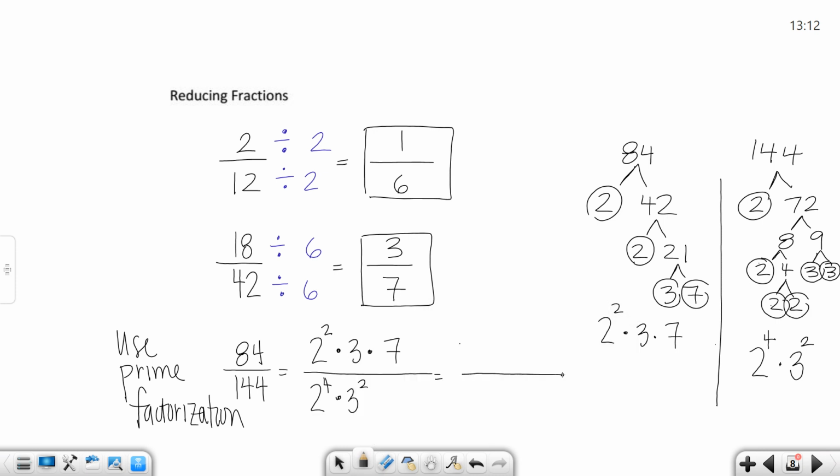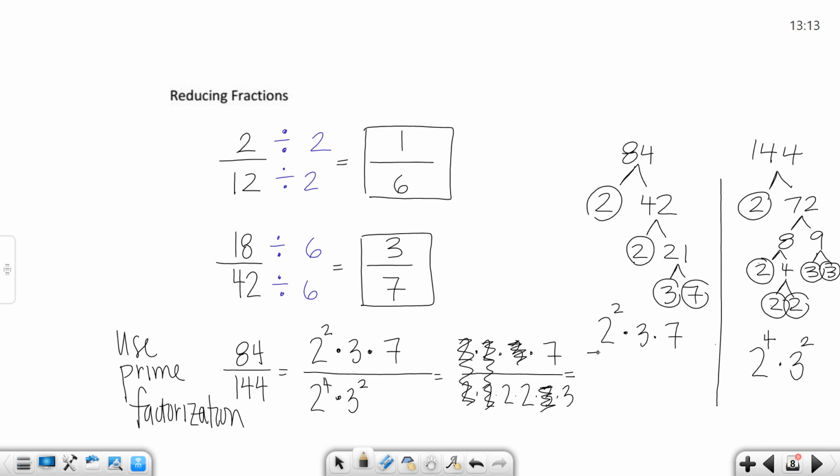So on the top, if you wrote those out, you have 2 times 2 times 3 times 7. And on the bottom, you have 2 times 2 times 2 times 2 times 3 times 3. That's going to be the easiest way for me to explain it. So these 2's cross out because there's one in the top and one in the bottom. And these 2's cross out because there's one in the top and one in the bottom. And these 3's cross out right here because there's one in the top and one in the bottom.